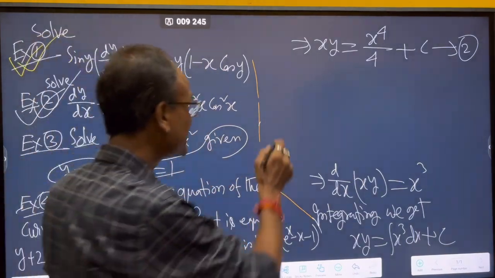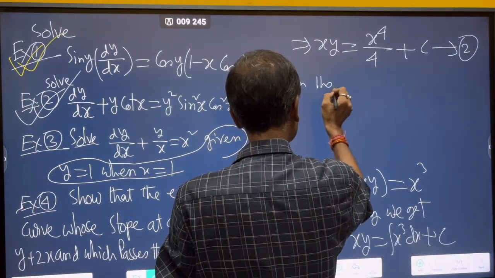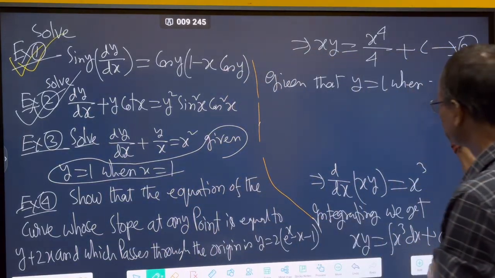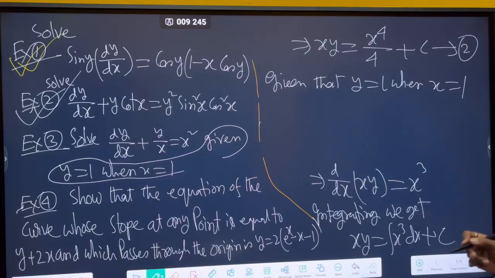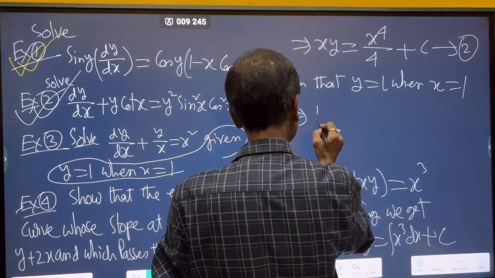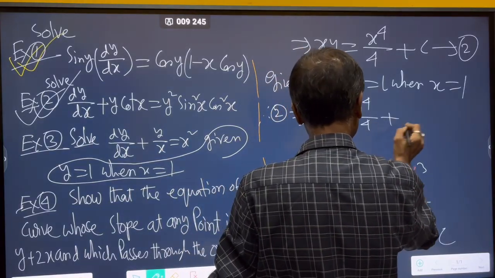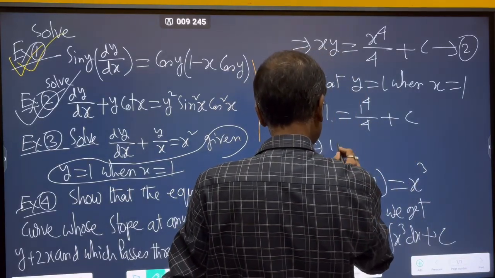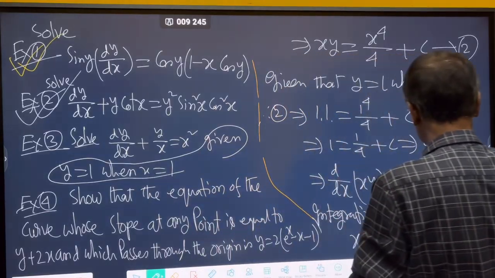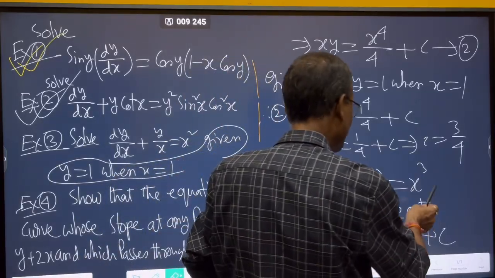Now given that y is equal to 1 when x is equal to 1, therefore from 2 we will get 1 into 1 equal to 1 to the power 4 by 4 plus c. This means 1 equal to 1 by 4 plus c, or c is equal to 3 by 4.